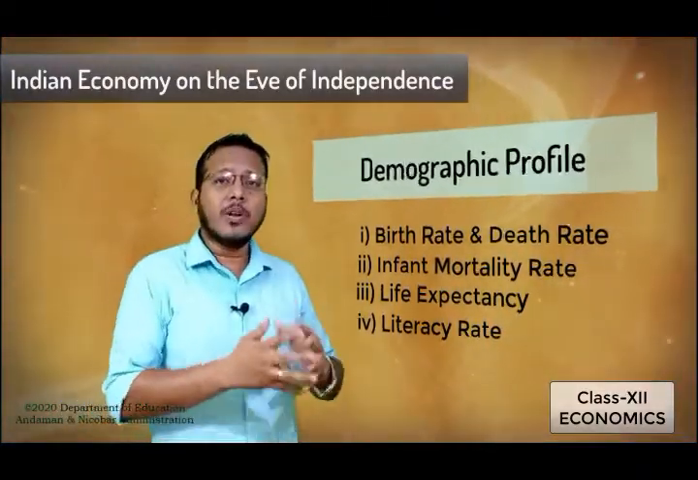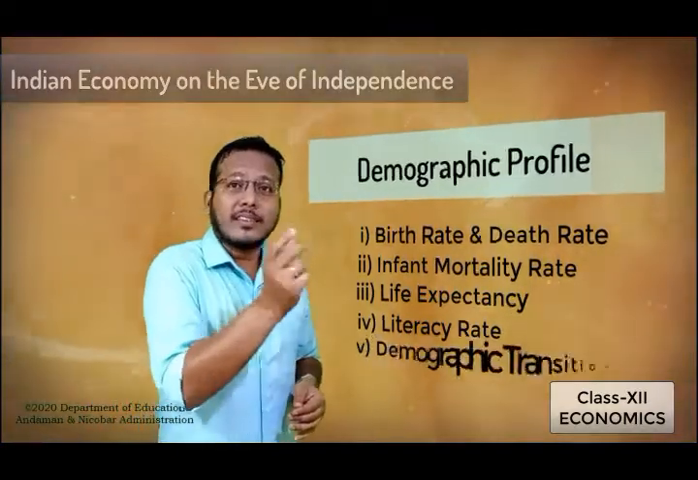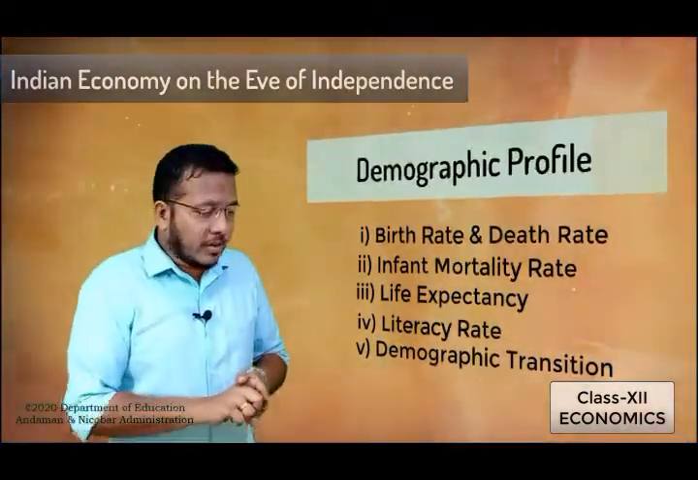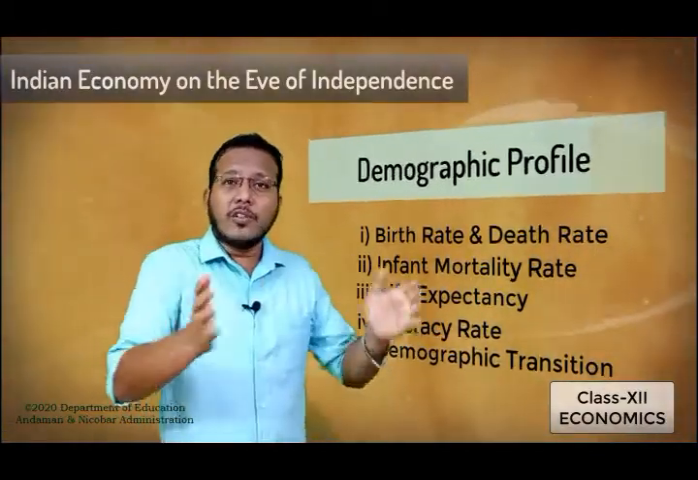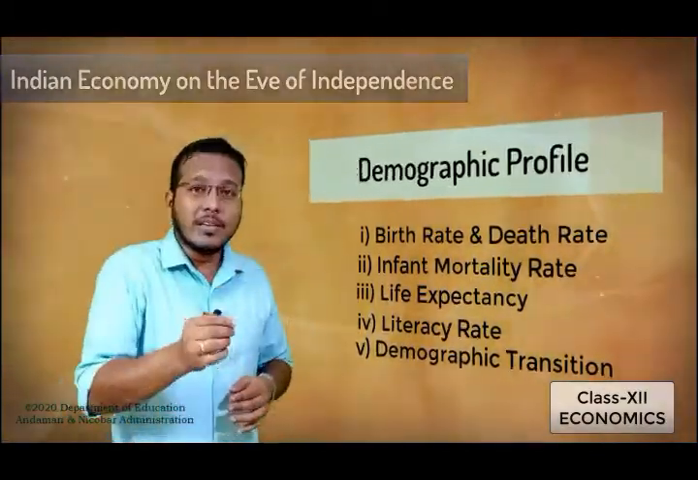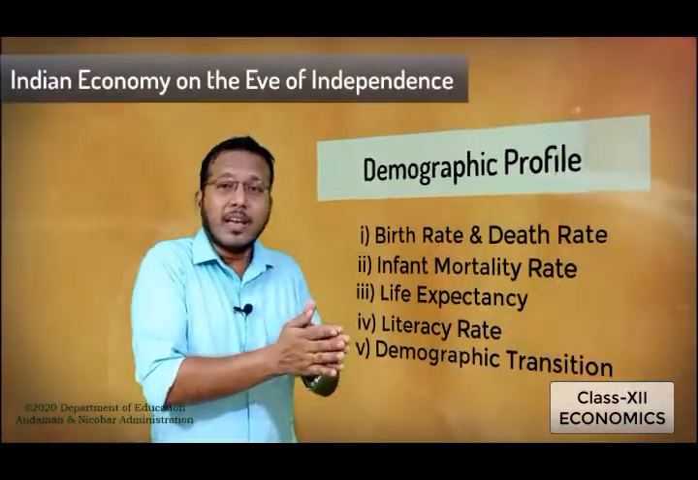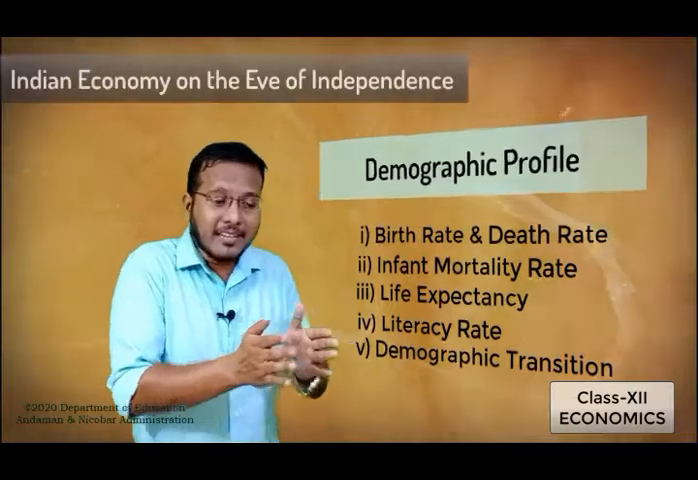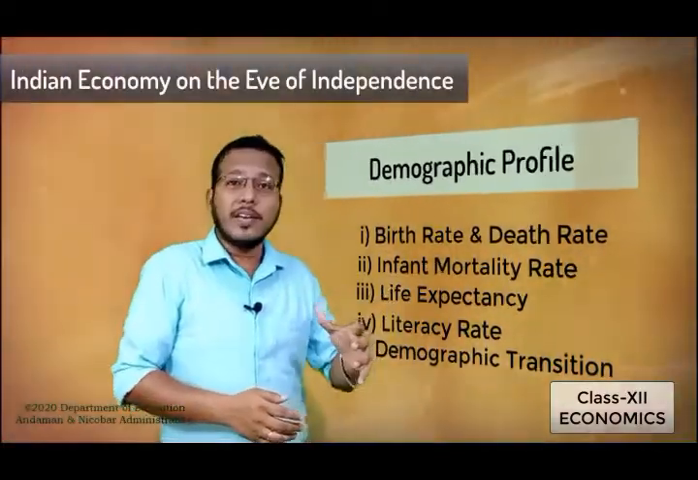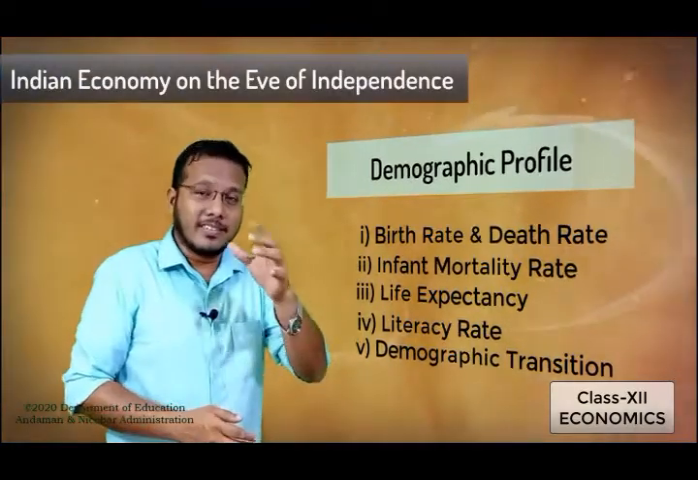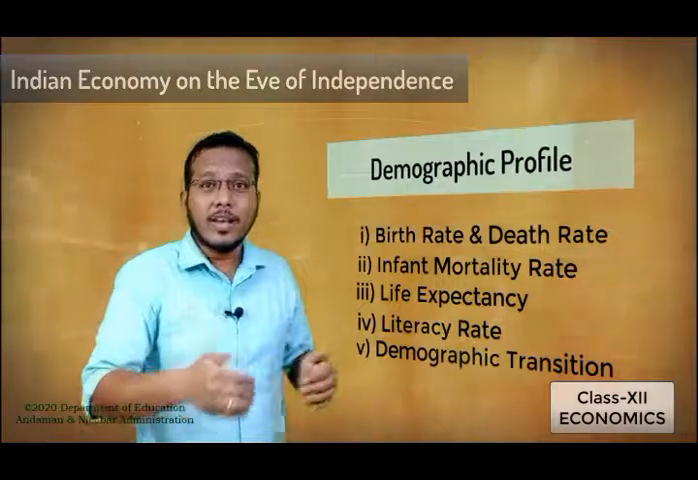And in the demographic profile, we have the last point, where we see the demographic transition. Up to the period of 1921, and after 1921, we had a large growth in our population. Before 1921, the population growth was very consistent. So students, how can we guess?